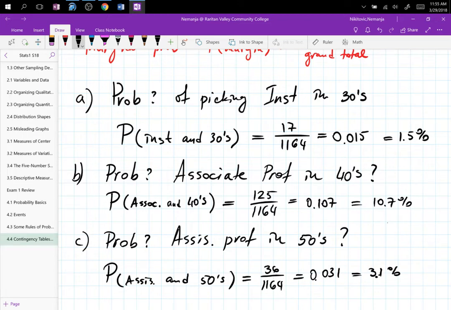So if all of these 1,164 people go in one room, and you have no clue who's who, right? You pick a person at random, there's a 3.1% chance that person is an assistant professor in their 50s.